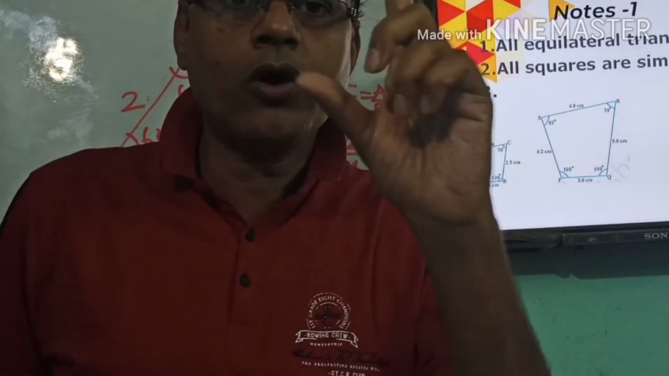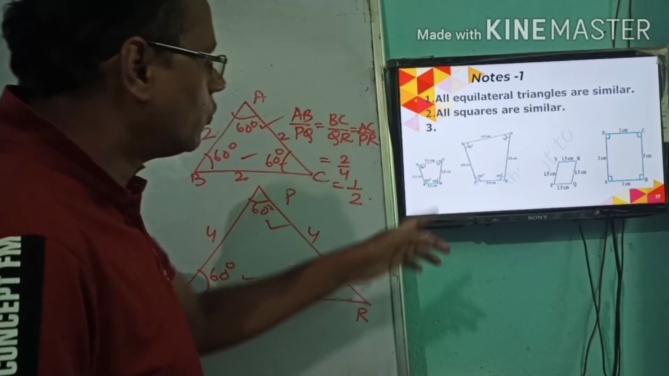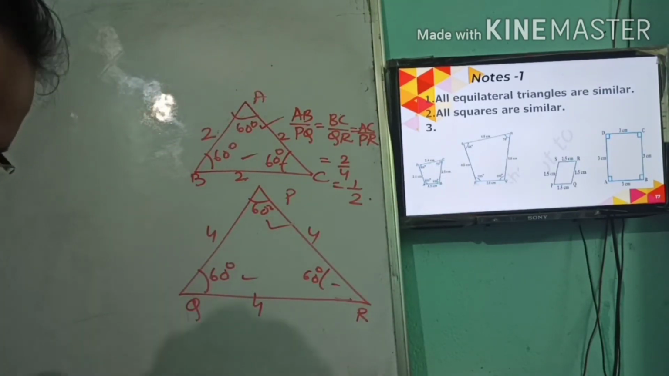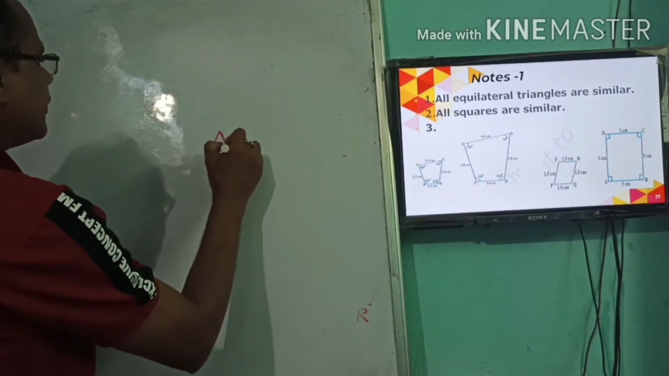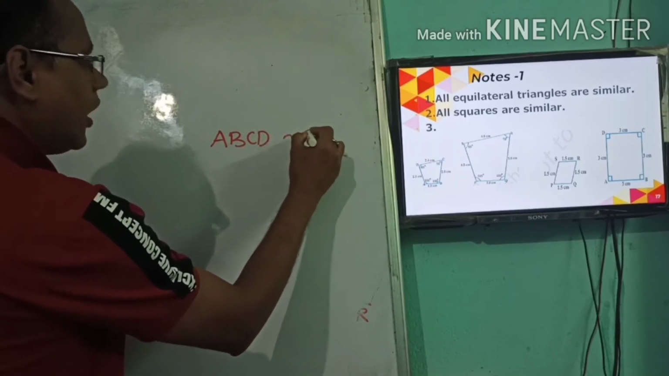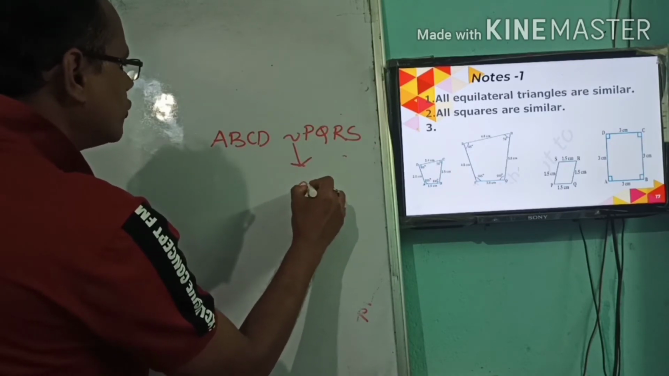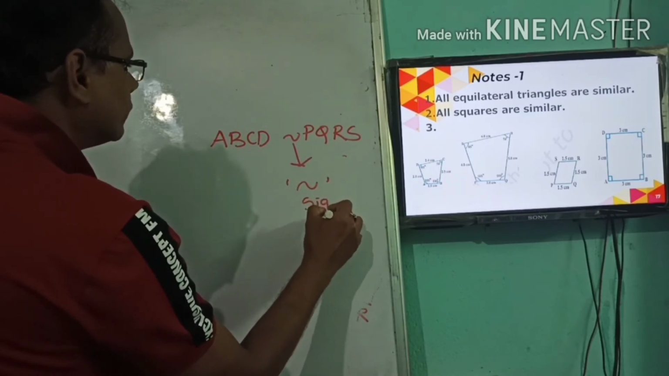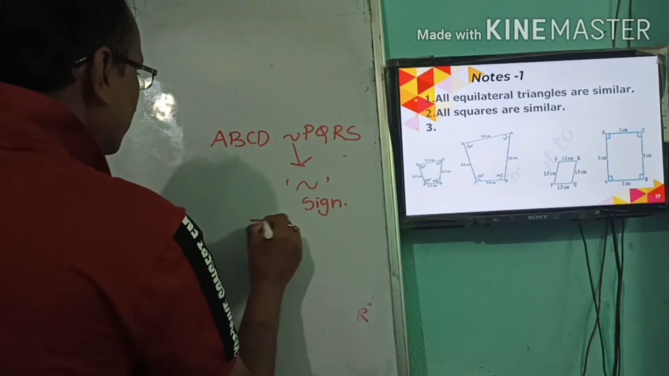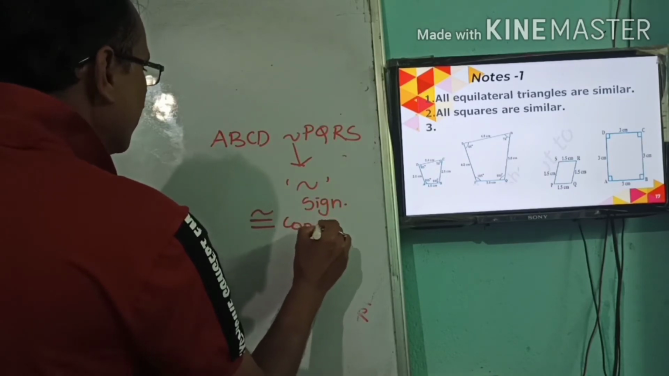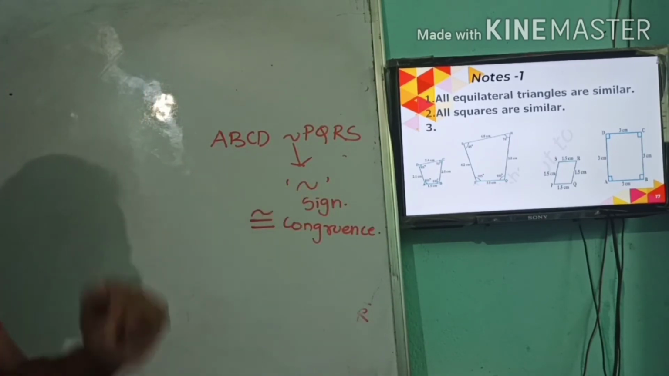So here you see, for these quadrilaterals, all angles are equal and the sides are also proportional. Hence, we can say ABCD is similar to PQRS. Dear students, remember this is the similar sign. The mathematical symbol of similarity is this one. All of you know the congruence symbol very well; this is the congruence symbol, and this one is the similar symbol.